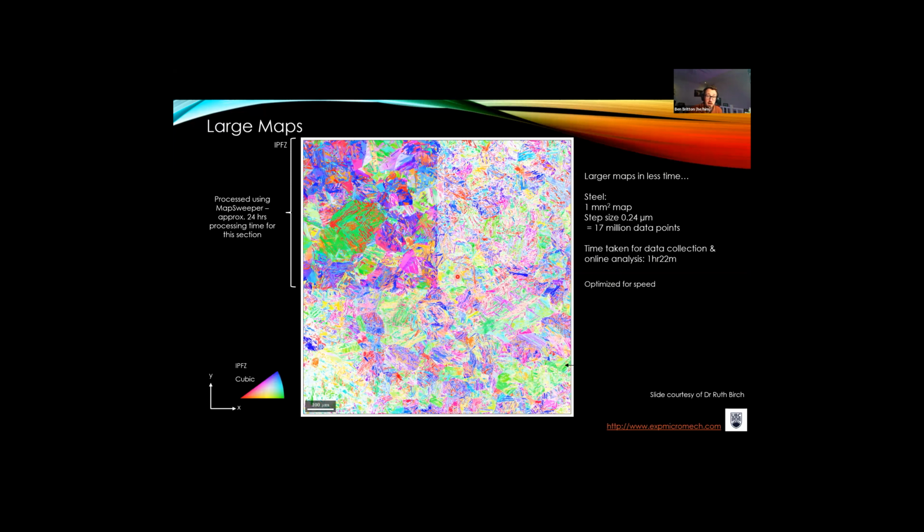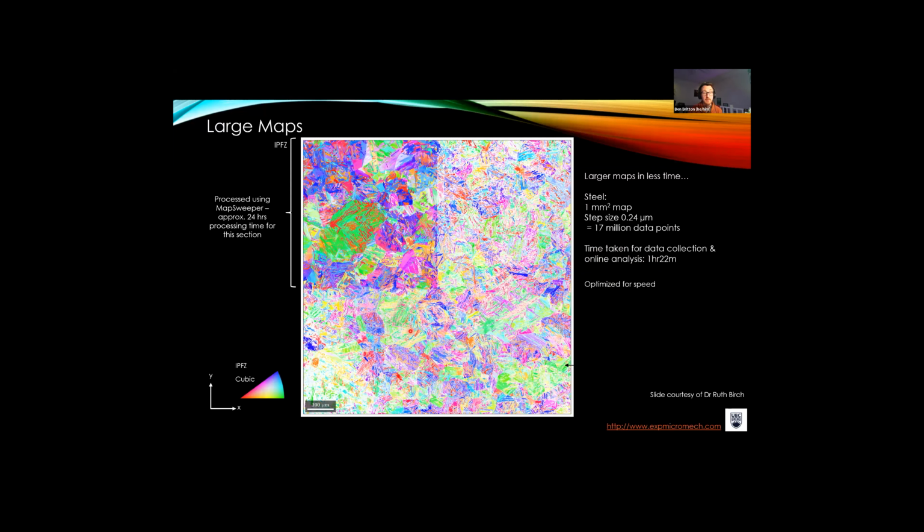This is a large map of steel that we've collected. What's very cool with the Symmetry S2 detector is that it can be operated very quickly. The data that's been analyzed online was captured in about 1 hour and 22 minutes. This data set contains 17 million data points. We have 17 million measurements, many of which have been successful in revealing the microstructure, and that's what you see in these 3 corners over here.